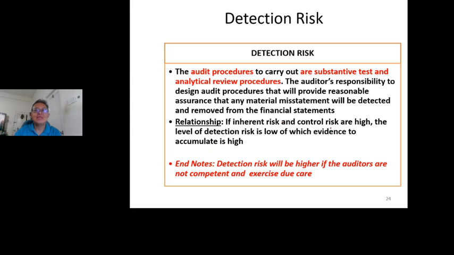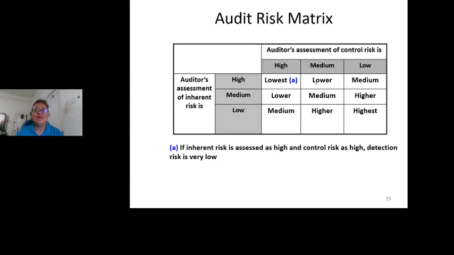You can see how this is related. If inherent risk and control risk are high, the level of detection risk is low, as I said just now. Why? Because if the auditor anticipates the inherent risks are high and control risks are high, they will gather more evidence. That's why the detection risk becomes very low. We'll look at that in some matrix later on. So here I give you an example. These are the levels of the inherent risks. You can divide into high, low, and medium. The same as the control risks: high, low, and medium.